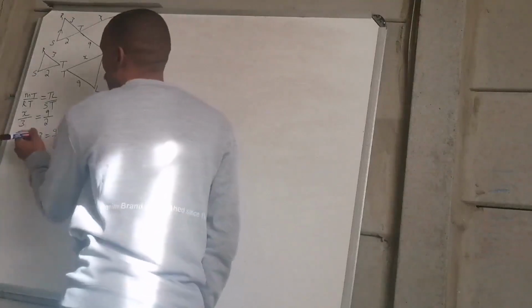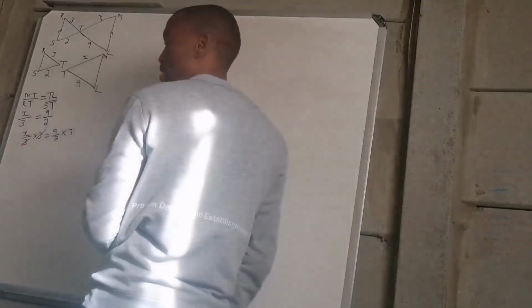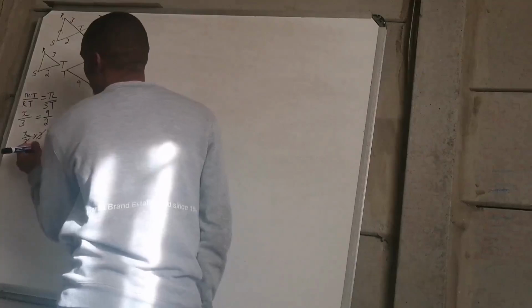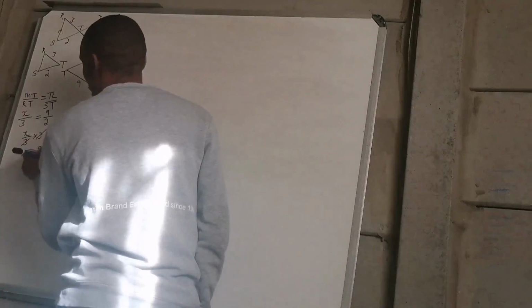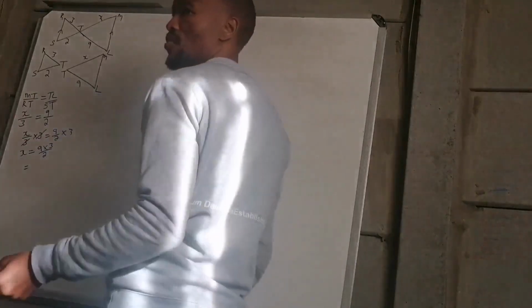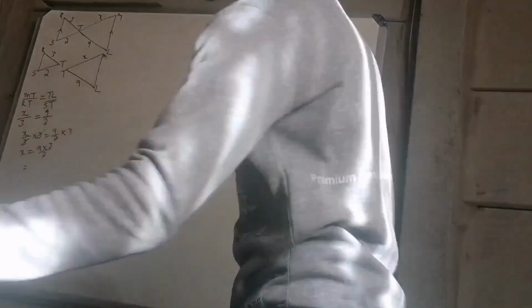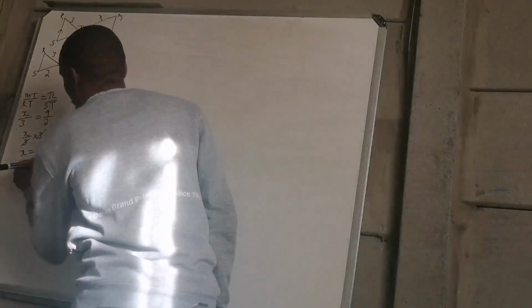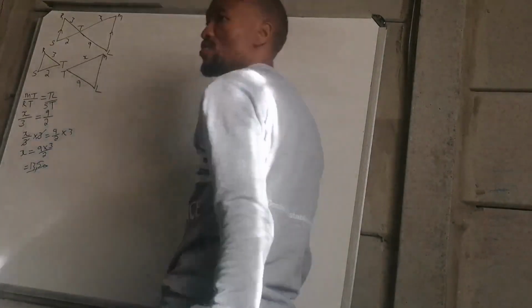Because I want to get rid of the denominator. X equals 9 times 3 divided by 2. Then it is over a certain value, and then we are done with that. 13.5 is the value of X.